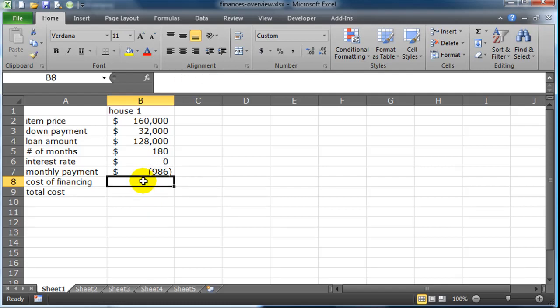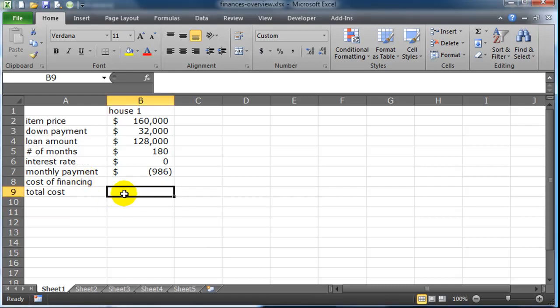Okay, so basically I'm going to have to pay $986 per month to pay off this house over 15 years, assuming I bought a $160,000 house, paid $32,000 as a down payment, and borrowed $128,000. Okay, now the cost of financing is going to be how much you had to pay extra. What does that really mean?